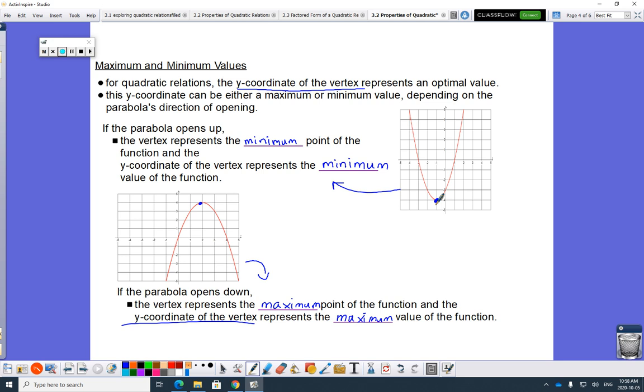So again, it might seem redundant. If a question says, write the vertex, write the axis of symmetry, write the optimal value, write the minimum or maximum value, it's just trying to get you used to all of those terms. Okay, so then we have the zeros as well. Like I said, you can call them zeros, x-intercepts, roots.